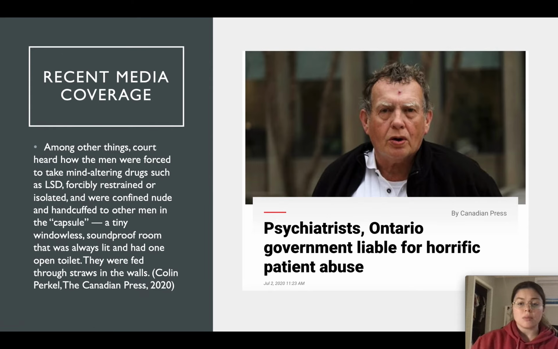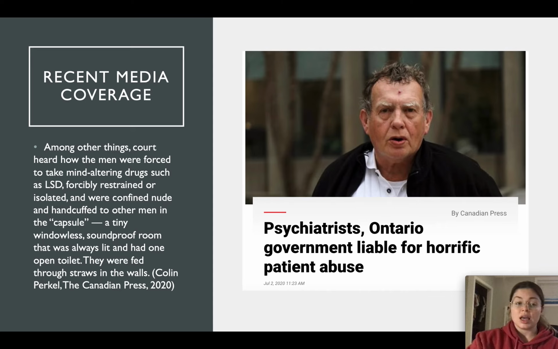There's been recent media coverage related to the unethical treatment of psychiatric patients. This recent news article demonstrates an example of what some men went through while in a forensic psychiatric inpatient facility. The men were forced to take mind-altering drugs such as LSD, forcibly restrained or isolated, and were confined nude and handcuffed to other men in the capsule, a tiny windowless soundproof room that was always lit and had one open toilet. They were fed through straws in the walls.